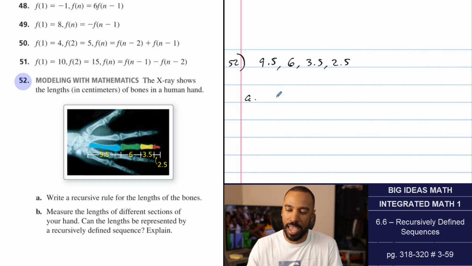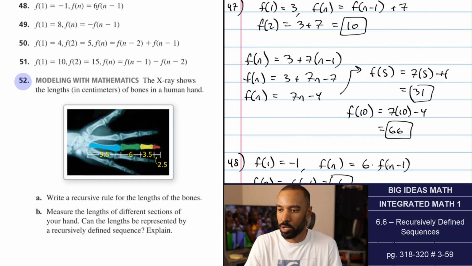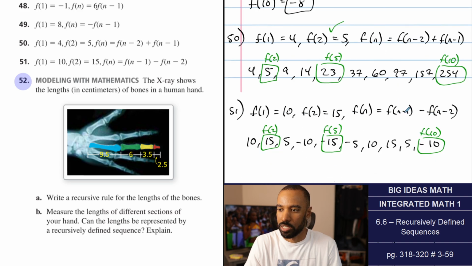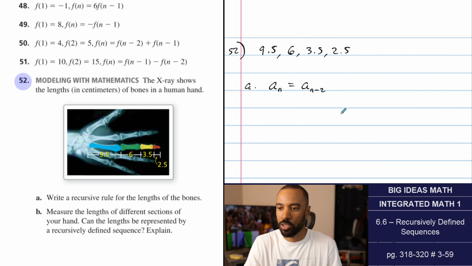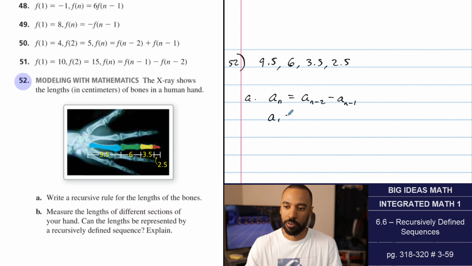So for part A, looks like we're doing, and I'm going to use a sub n's again. A sub n, we take the value of the two terms before. Oh, did I do this last one right? Hold on. Was it two terms before or one term before that I wrote? Oh, good. I did do it right. Okay. All right. So we do the value of two terms before minus the value of one term before, like so. Now, your first term being 9.5 and your second term being 6. So here's your recursive rule.